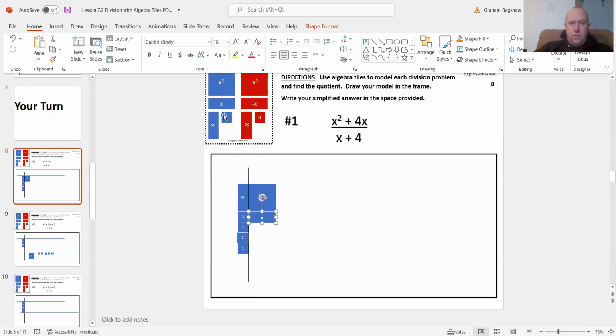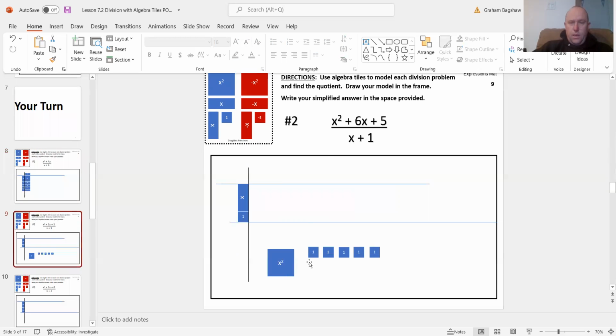So 1, 2, 3, and I know I'm not doing this perfectly neatly, but there we go. So I've got my little shape here, and you can see hopefully across the top that it's just x, and that would actually be the answer for this question. If you divide x squared plus 4x by x plus 4, you actually end up with x.